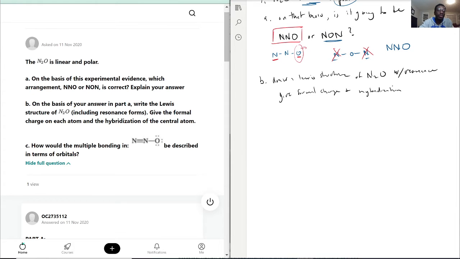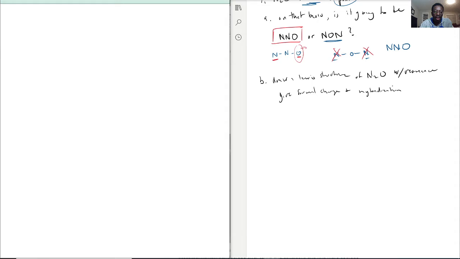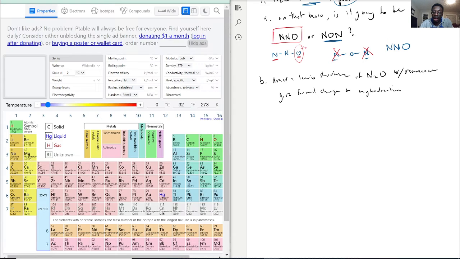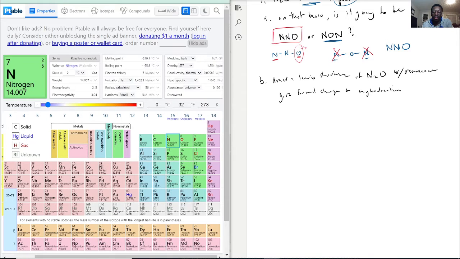So we know nitrogen, based on the periodic table, can give away 5 electrons or accept 3. Point being that nitrogen is working with 5 valence electrons, and oxygen is working with 6 valence electrons. So if we multiply 5 by 2, because we have N2O, we have 10 plus 6, that is 16 electrons to work with. And now we have our theoretical structure here, NNO.